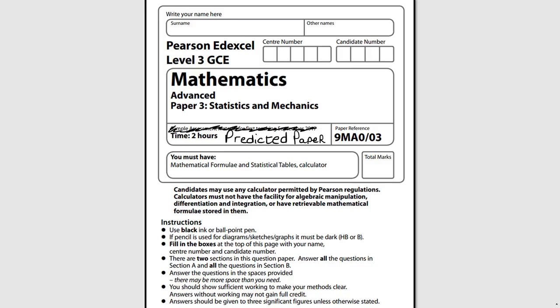Like always, the questions are taken from the topic tests, a couple of questions from the new papers, but not too many, and then the old M1, M2, and S1 past paper questions. So I think that concludes everything I wanted to say. Let's jump straight into this predicted paper.